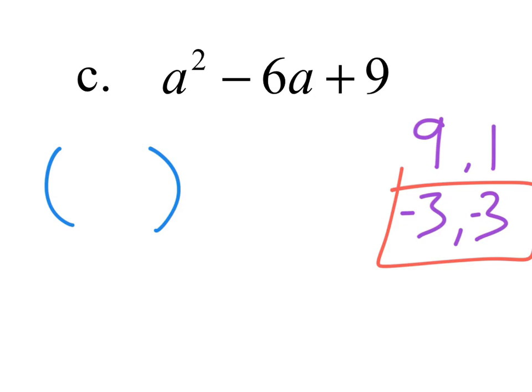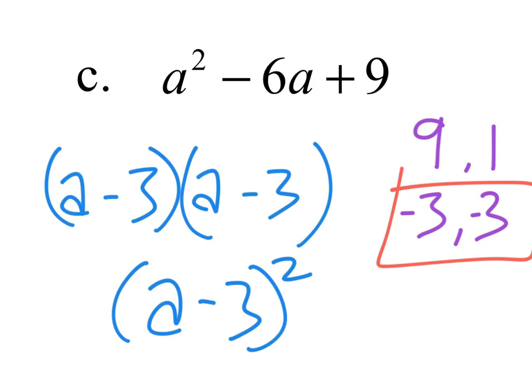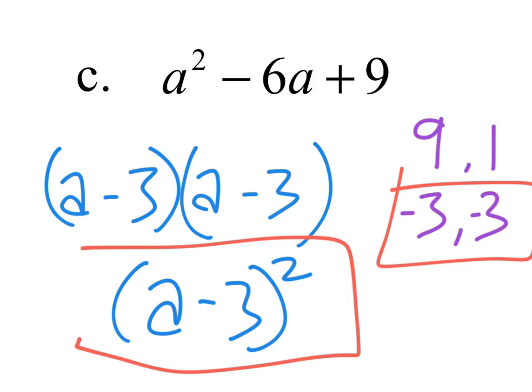So we're going to write this as we always do. And I know that it's a times a in the first set of parentheses. And we have minus 3 minus 3. And we could actually simplify that further to a minus 3 squared. So this, ladies and gentlemen, this is our answer. This is it factored.